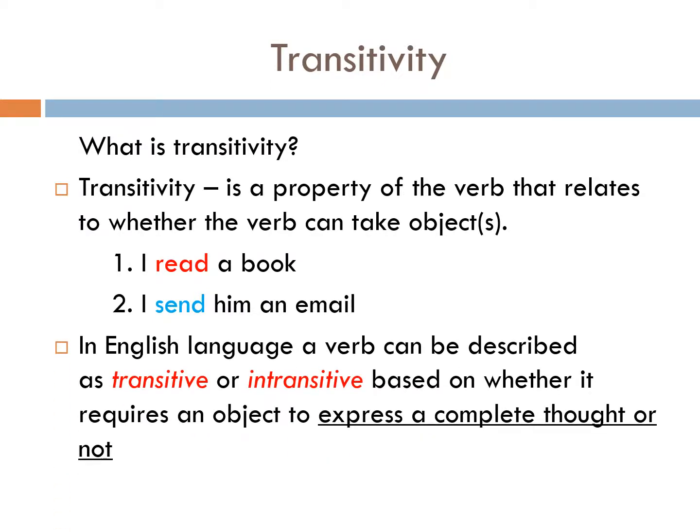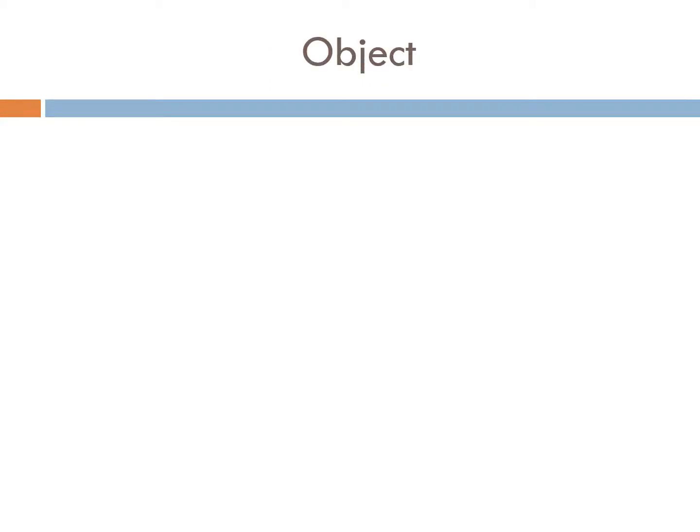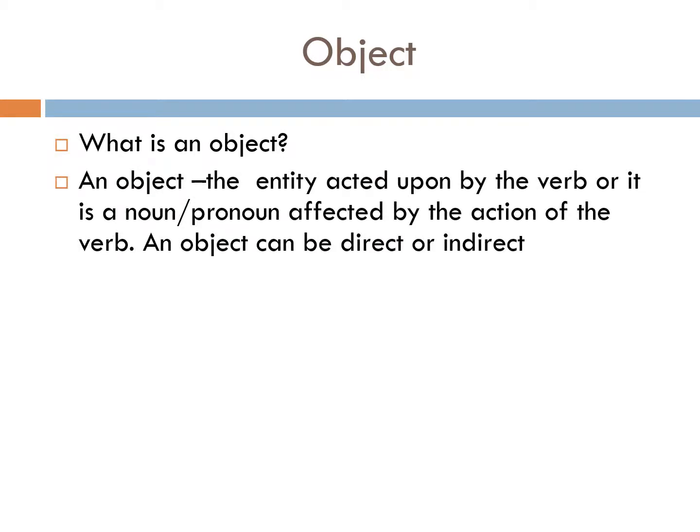In the English language, a verb can be described as transitive or intransitive based on whether it requires an object to express a complete thought or not. Let's begin by looking at what an object is. An object is an entity acted upon by the verb, or it is a noun or pronoun affected by the action of the verb. An object can be direct or indirect.